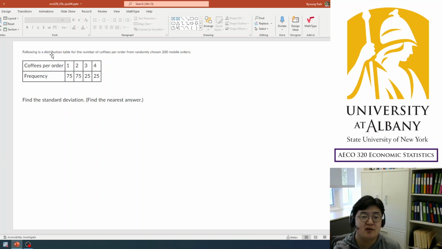The next question. Following is a distribution table for the number of coffees per order from 200 randomly chosen mobile orders, right? At Starbucks, for example, 75 out of 200 mobile orders had only one coffee, and another 75 had 2 coffees, and then 3 coffees or 4 coffees. So we have a frequency distribution table. You can expect that the first step should be converting the frequency into probability. And we need to find the standard deviation.